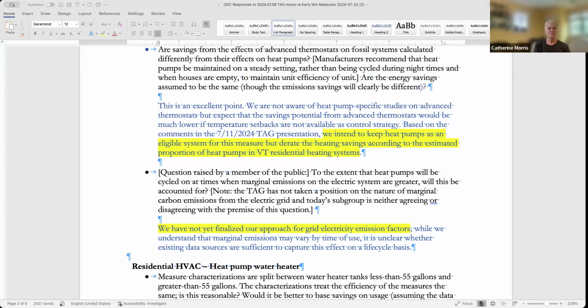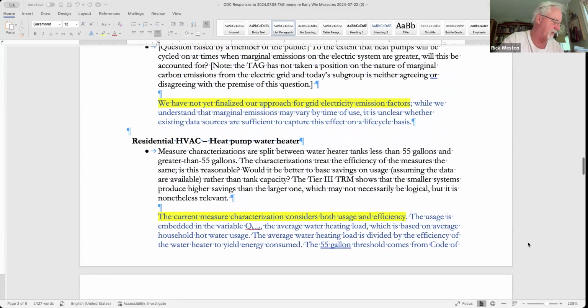Electricity. Yeah, electricity, and I was fine with that response on marginal emissions for now. They're still working on it. There's some debate about just how to go about it, and that's fine. That was fine with me.